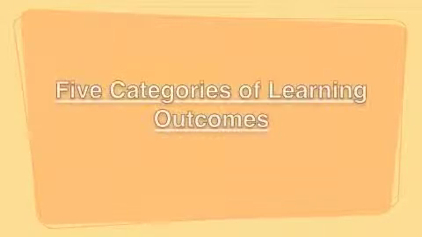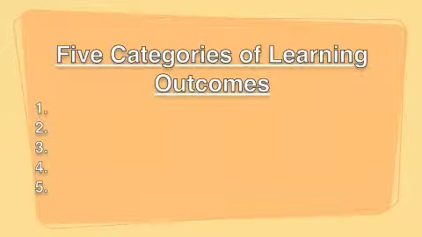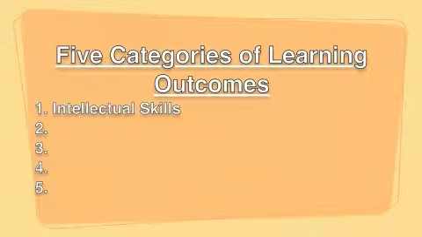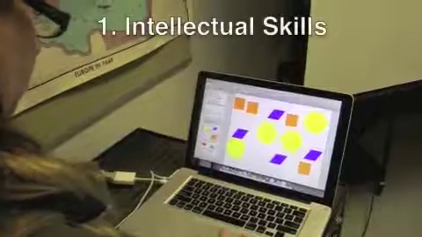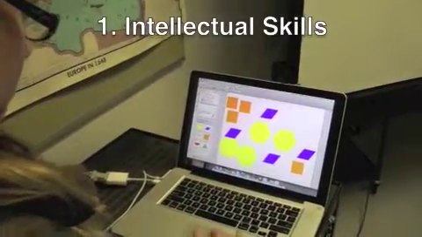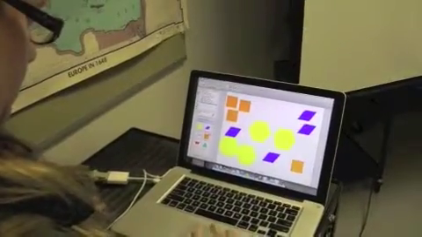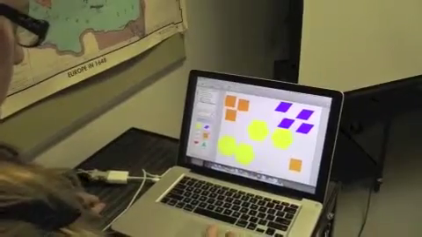Gagne believed that there are 5 categories of learning outcomes for students. These categories are intellectual skills, verbal information, cognitive strategies, motor skills, and attitudes. Intellectual skills are knowing how to do something. They require the learner to carry out the actions within the environment.